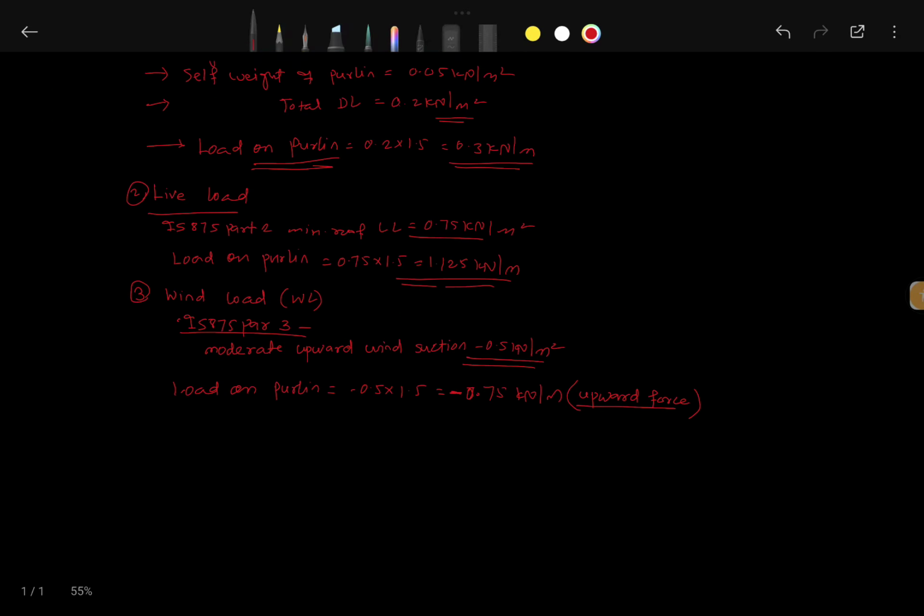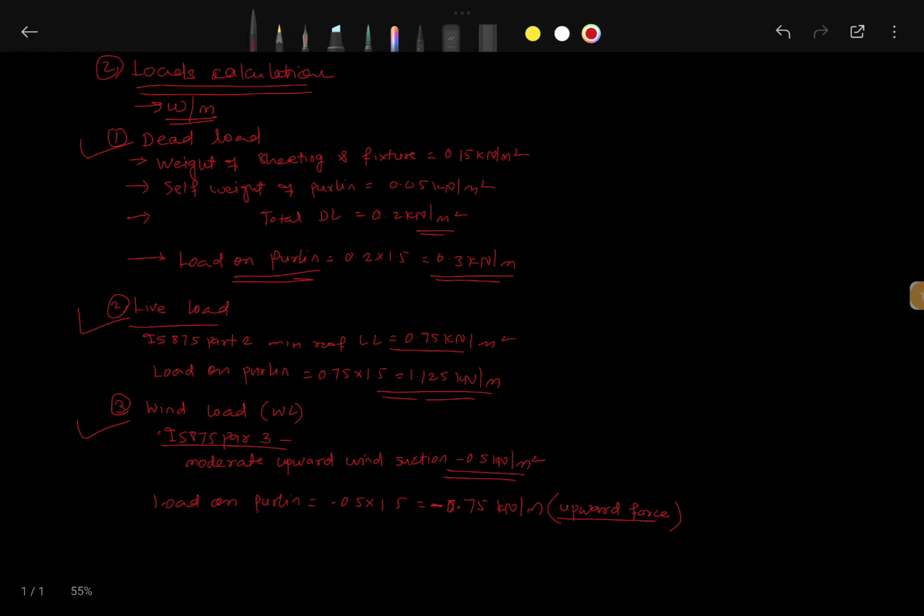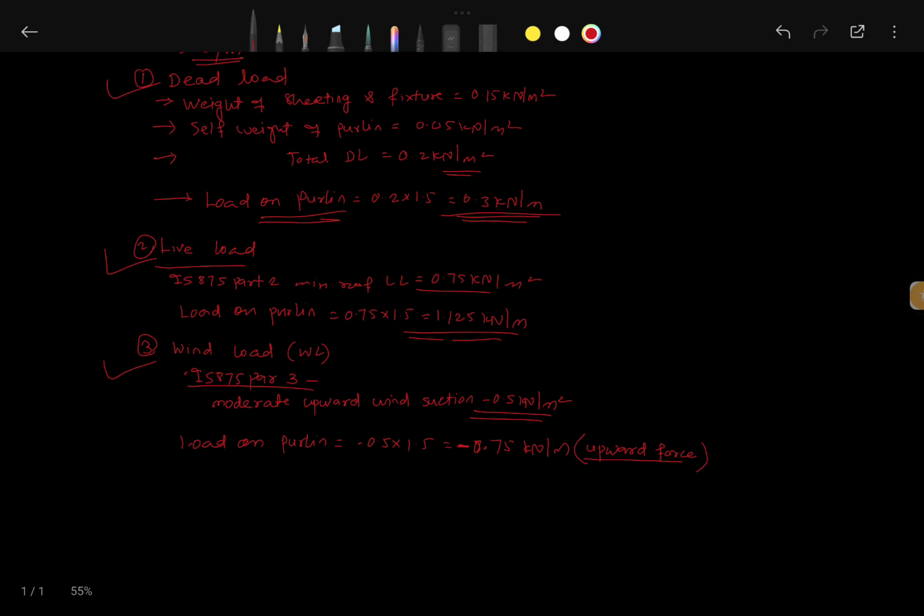So these three main loads we calculated: dead load, live load, and wind load. Here, the maximum dead load comes to 0.3 kilonewton per meter, live load comes to 1.125 kilonewton per meter, and wind load comes to minus 0.75 kilonewton per meter. Okay, let's see IS 875 part 5 for load combination.